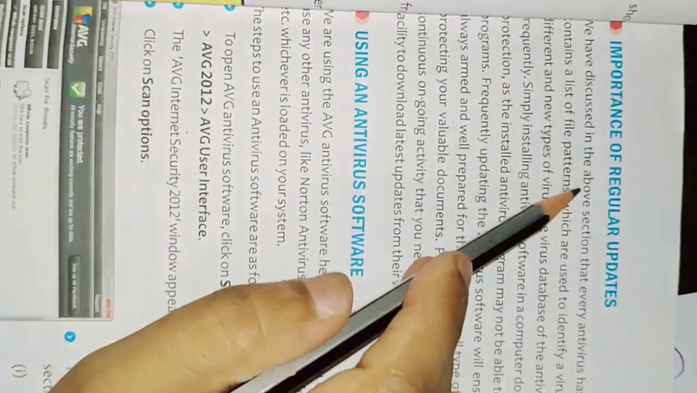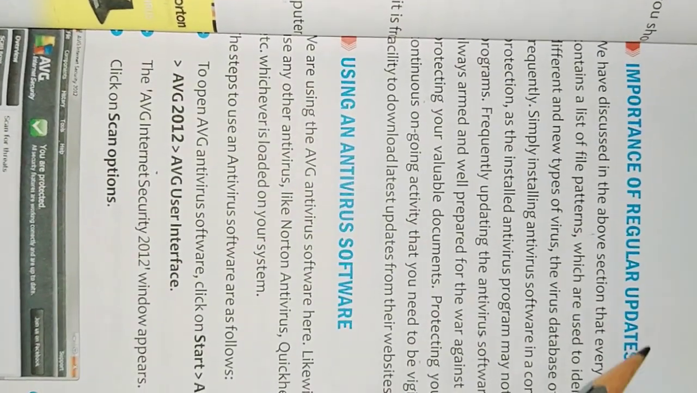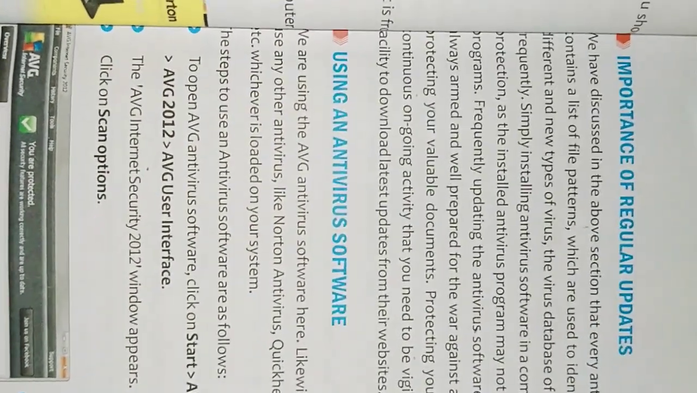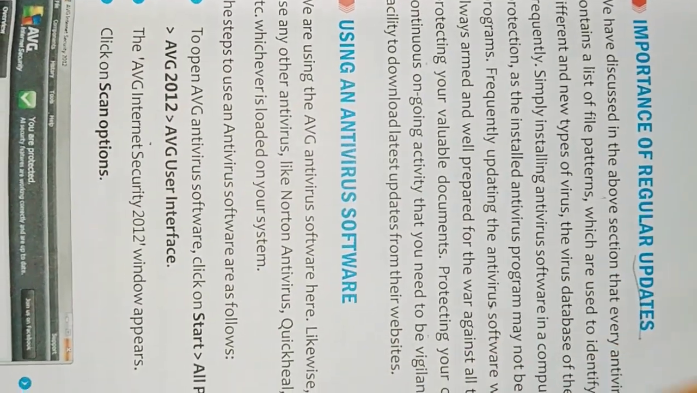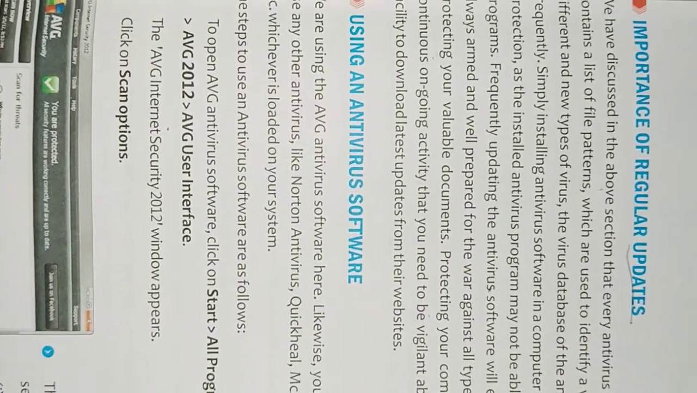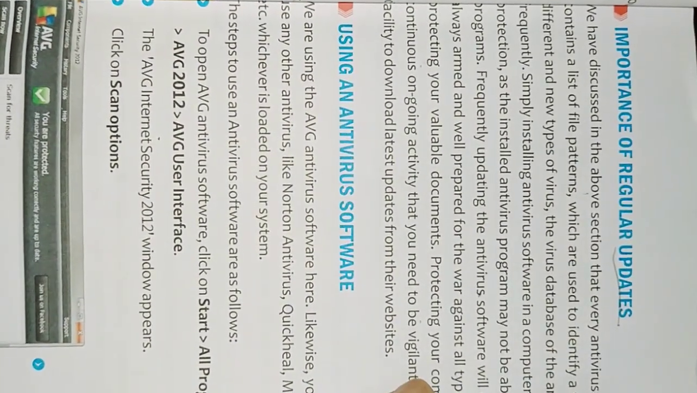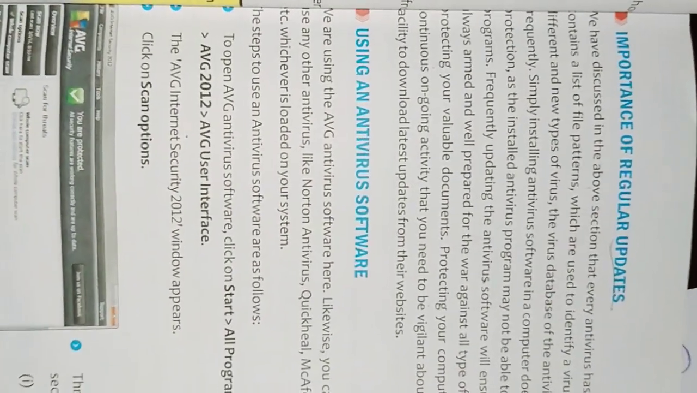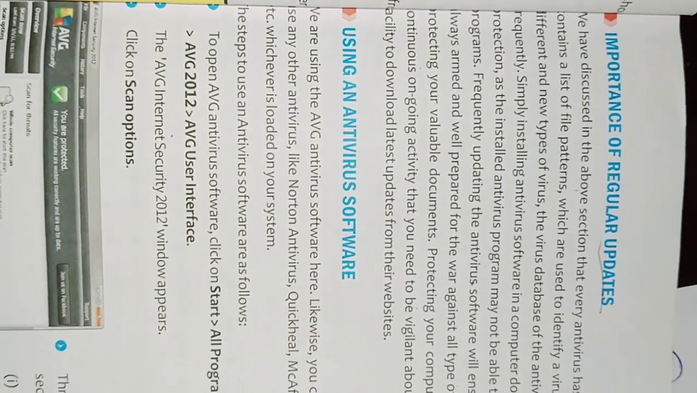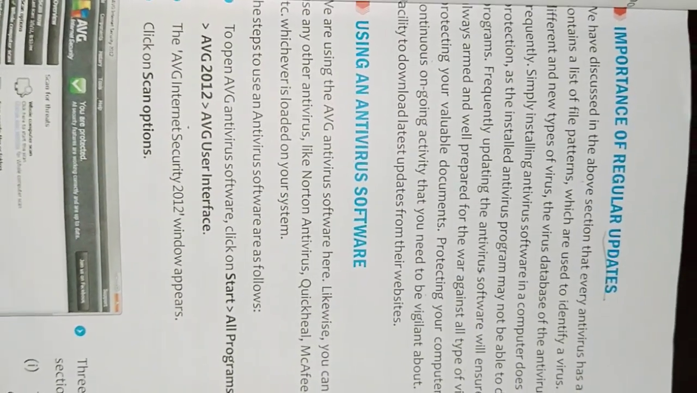Moving to the importance of regular updates. This is very important for your computer system. It's very important to update your antivirus program. Why is it required to update your antivirus program? Because we said that in an antivirus program there are two components. Which are the two components in an antivirus program?